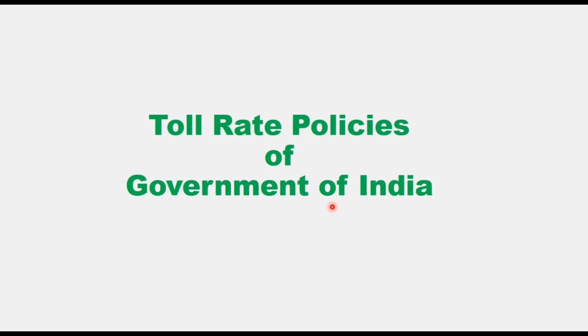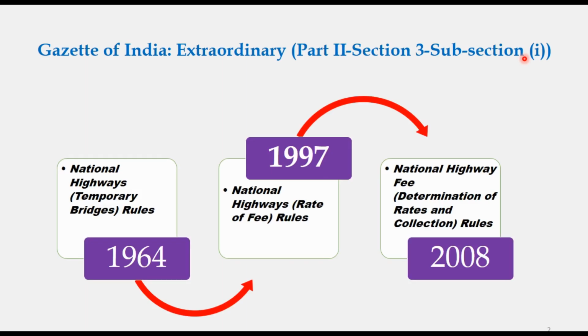Today we will discuss toll rate policies of the Government of India. In India, the toll rates are described as per the Gazette of India Extraordinary Part 2, Section 3, Subsection 1, which is published by the Road Wing of the Ministry of Road Transport and Highways under the National Highway Act of 1956.